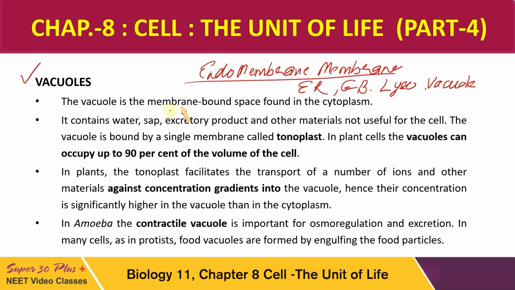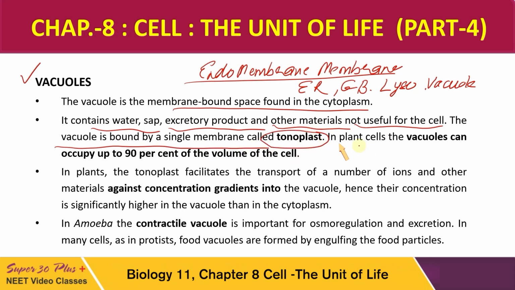Vacuole is a membrane bounded space found in the cytoplasm. In plants the vacuole is large and centrally placed. Because of this, the cytoplasm and the nucleus will be shifted towards the periphery, you know it. It contains water, sap, excretory product and other material which are not useful to the cell. The vacuole is bounded by a single membrane and this membrane is known as tonoplast.